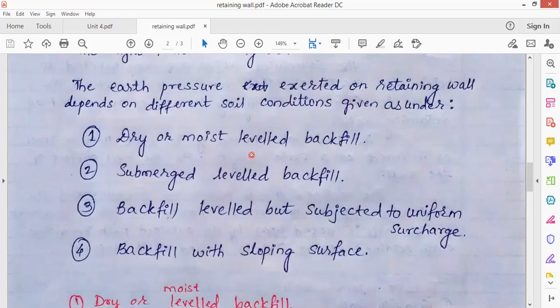And third one is the backfill leveled but subjected to uniform surcharge. Means it will be the first condition, plus there will be extra surcharge placed, or extra force or load placed over the backfill. That is the third case. And fourth case is backfill with a sloping surface. Third case is having uniform surcharge, but fourth case is having backfill with a sloping surface. So these are the four different cases which we are going to study.